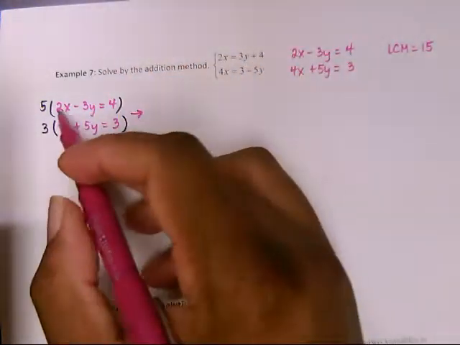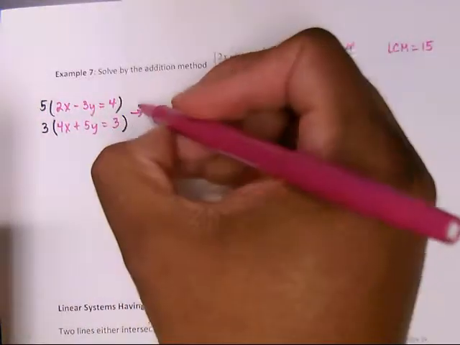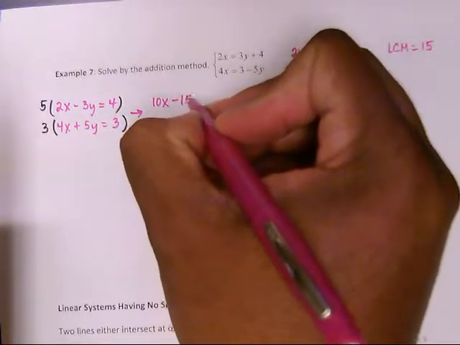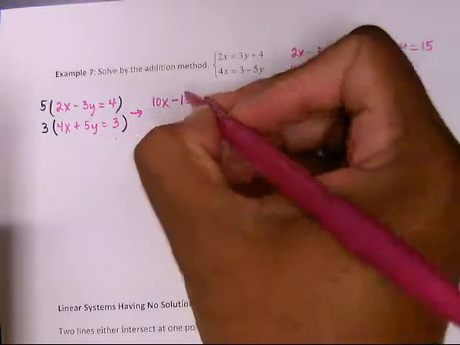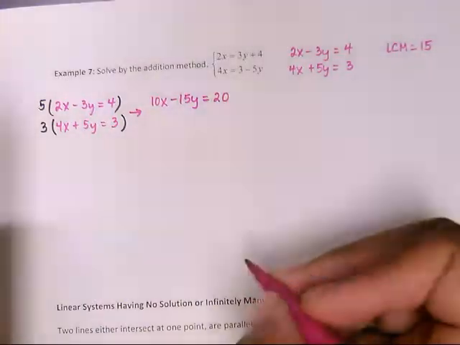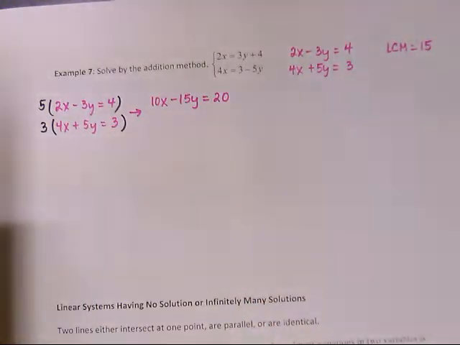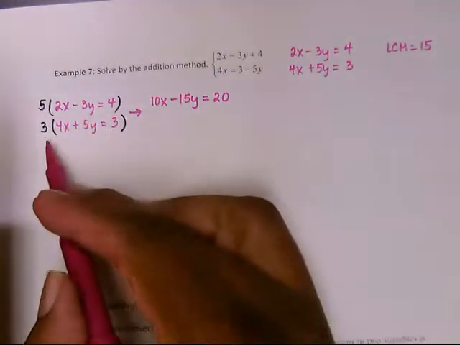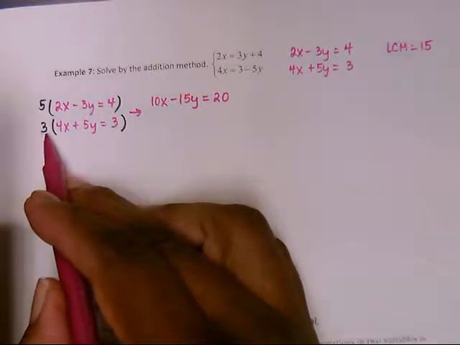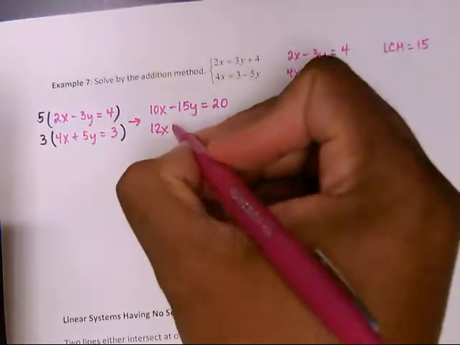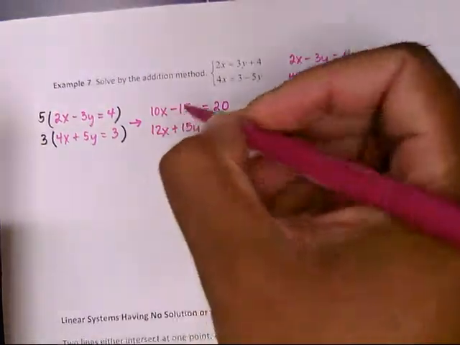Alright, now, multiplying the top equation by 5 will give me 5 times 2x, which is 10x. And then 5 times minus 3y is a minus 15y. And that's equal to 5 times 4, which is 20. Okay. Multiplying the bottom equation by 3 would mean 3 times 4x, which will be 12x. And then 3 times the 5y would be a plus 15y, equal 3 times 3, which is 9.